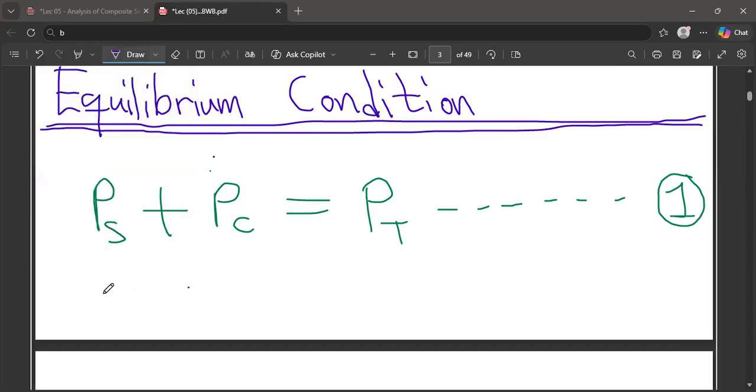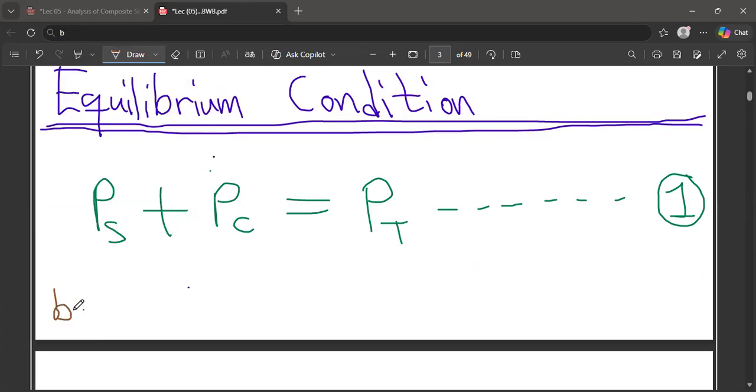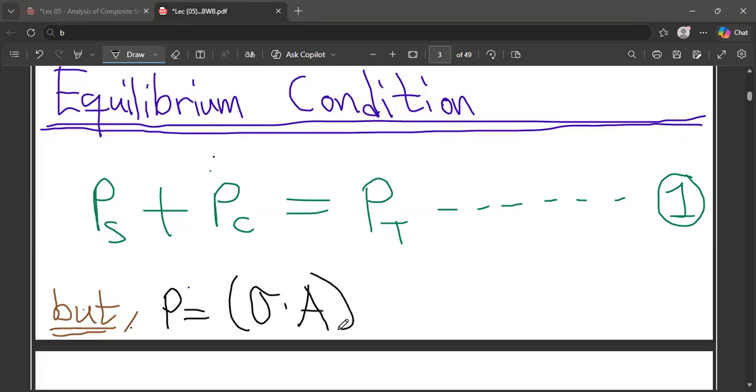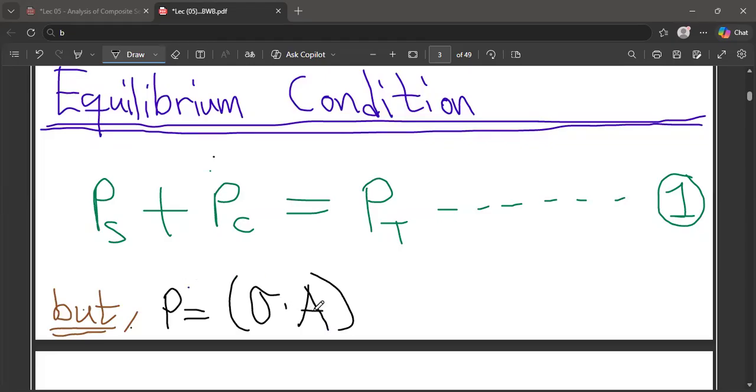But from whatever we have been learning so far, we are saying that our load P is equal to the stress times the area, which I have explained to you already. So from substitution, we can rewrite that as we are seeing over here.